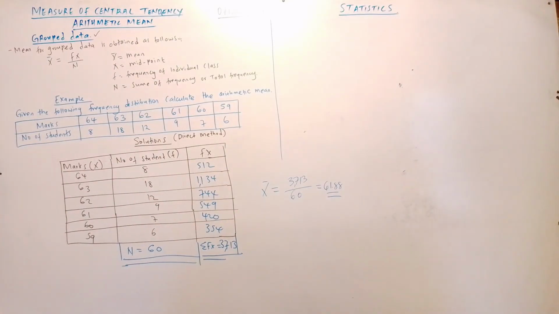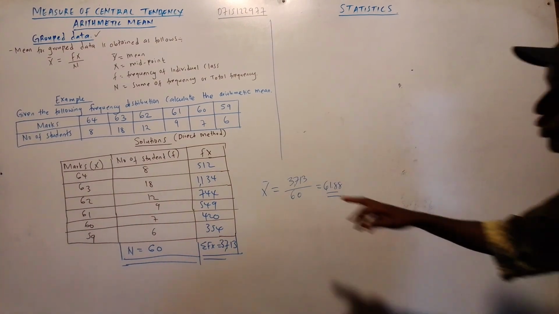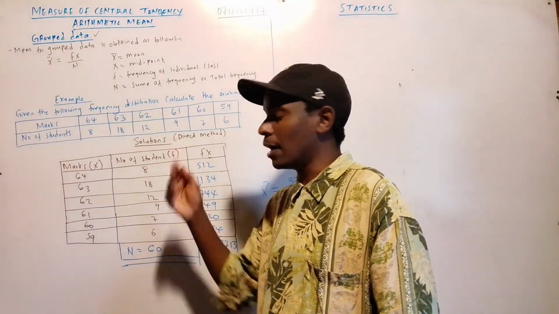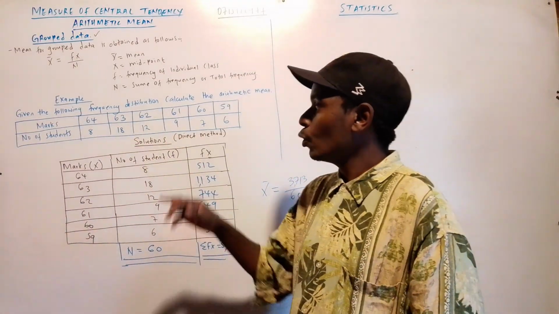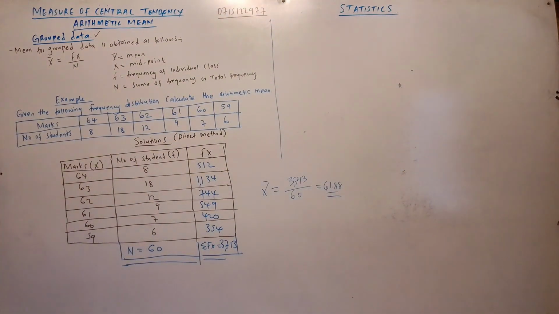Another illustration. I hope you are done with this example on our board. I want to wrap it up so that we can now do where we have continuous data. Remember, this one is not continuous data. 64, 63, 62 are just numbers. Let us see an example where we have continuous data.